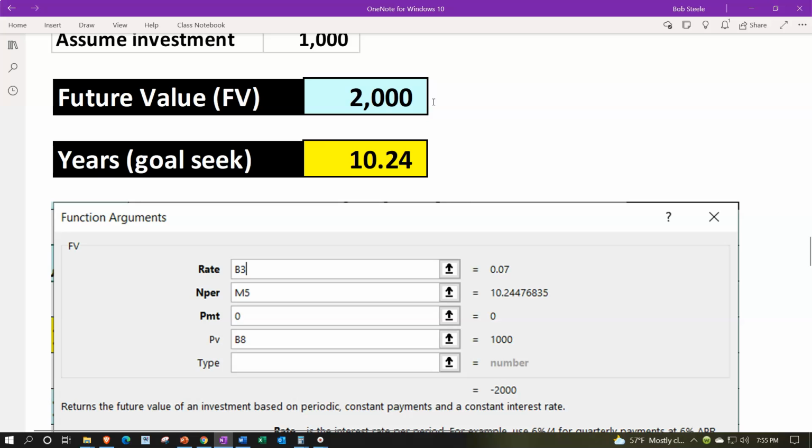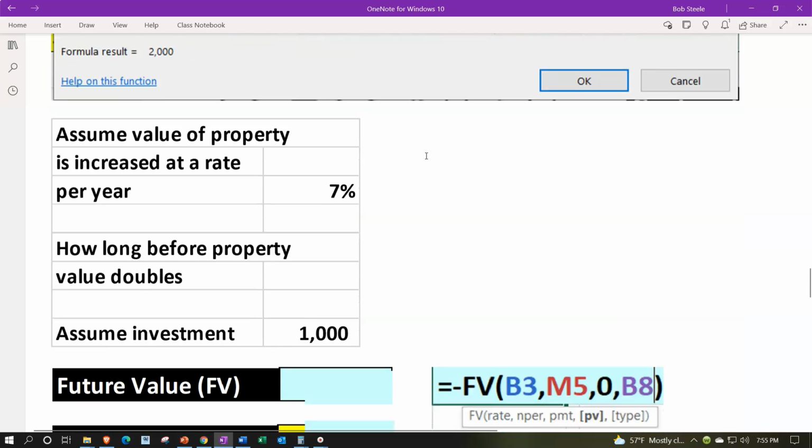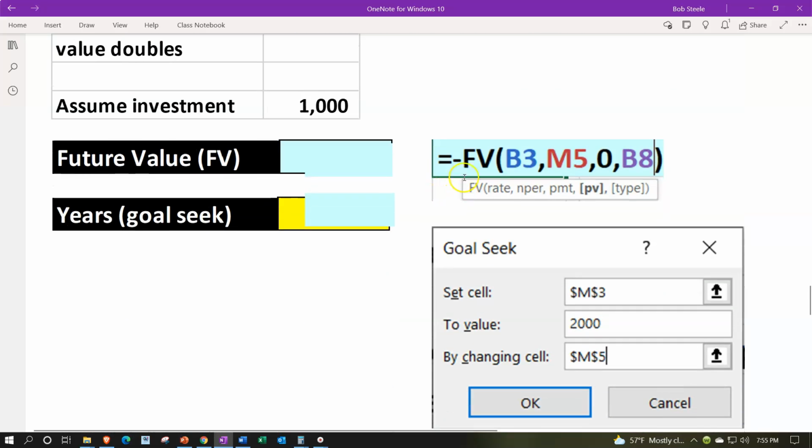And then we can go in and use the goal seek feature and say, Excel, would you set this cell to be whatever it needs to be to get that number to what we know it should be, which is 1000 times 2, doubling it, 2000. So we can also see this function, this future value function, in this format.